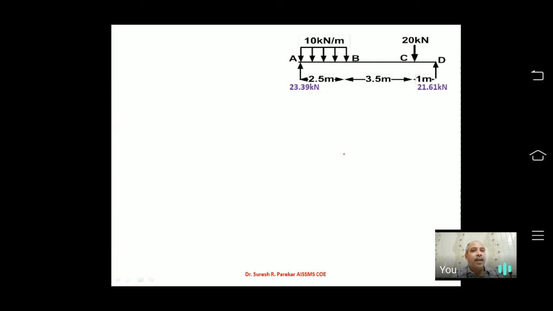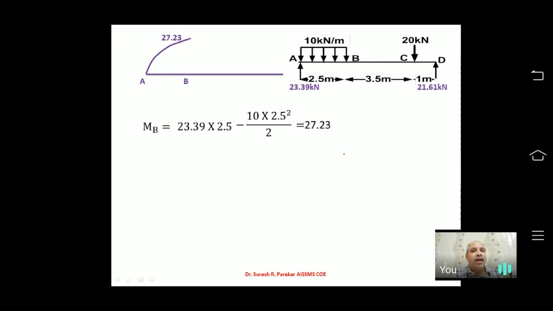Now we will go to the bending moment diagram. At A we have 23.39, at D we have 21.61. Now see carefully, if I go to B, the bending moment at B is 23.39 into 2.5 minus 10 into 2.5 square by 2, which gives the value at B as 27.23. I will plot it, and we get a parabola, because when we have UDL in loading, shear force is a linear line and bending moment is a parabola.